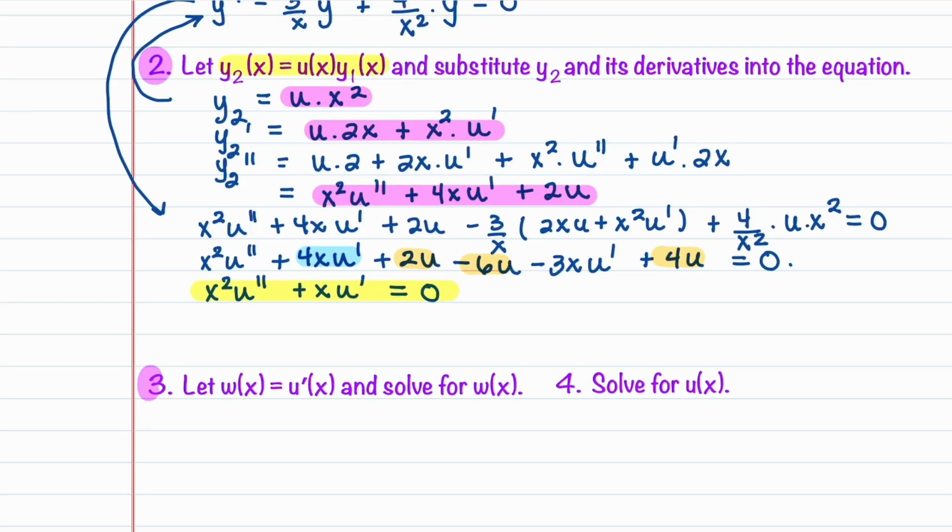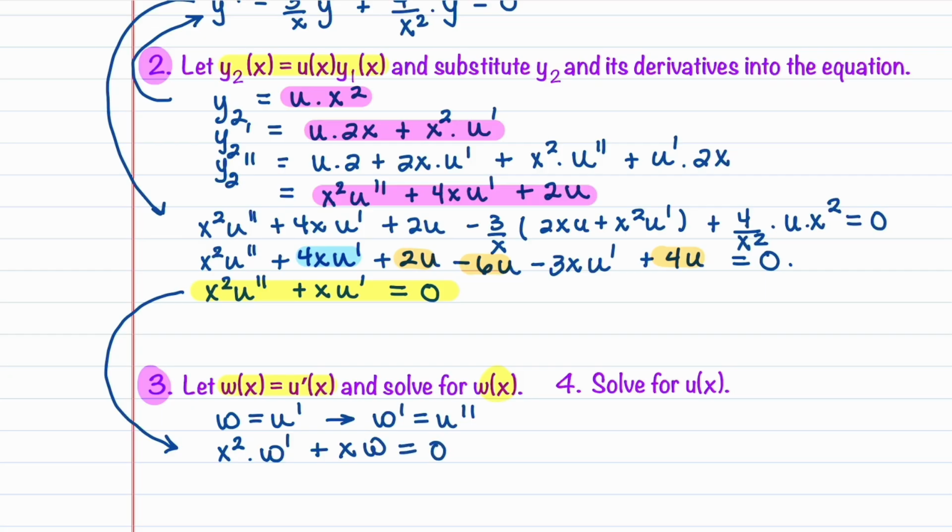That next step is that we are going to make another substitution. We're going to let w equal u prime of x, and then we're going to solve for w. Let's write this down. We have w is equal to u prime, and that means that w prime is u double prime. Now we're going to take the equation that we got in step 2, and substitute in w and w prime. We have x squared times u double prime, so that's now x squared w prime, plus x times u prime, so that's x times w, is equal to 0.